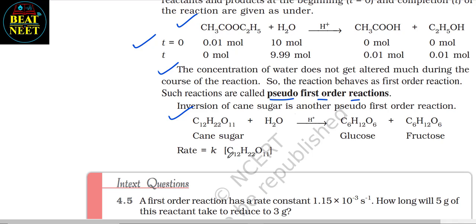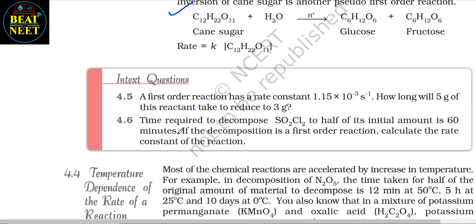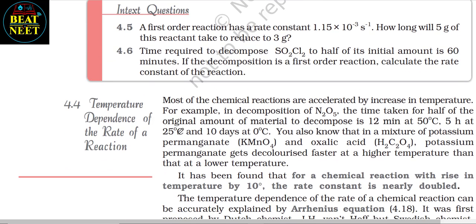Inversion of cane sugar is another pseudo first-order reaction, that is, C12H22O11 + H2O gives C6H12O6 + C6H12O6, that is, glucose and fructose. Here the rate = k [C12H22O11].